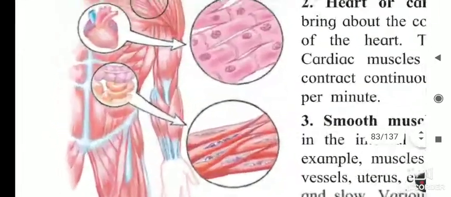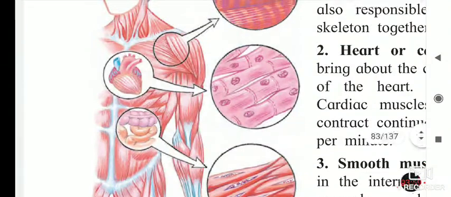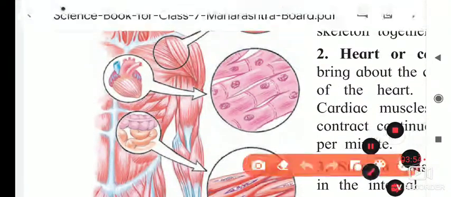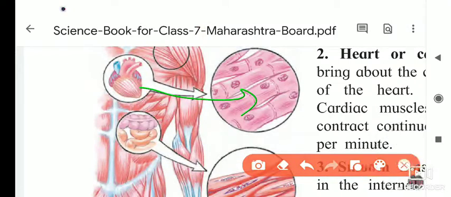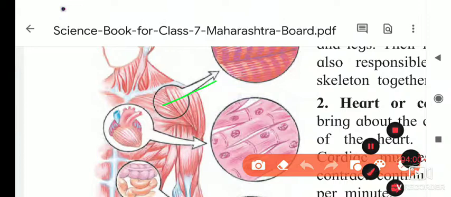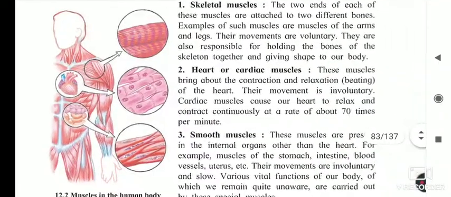If you see here in our body, this is our heart. These are cardiac muscles which are present in our heart, and here these muscles are skeletal muscles, they join the bone to two different bones. And then next it is the smooth muscles.